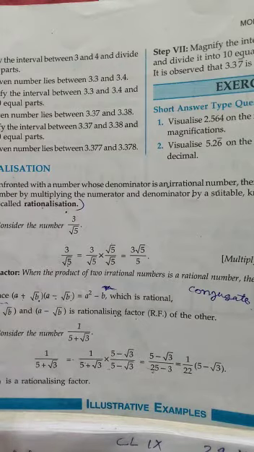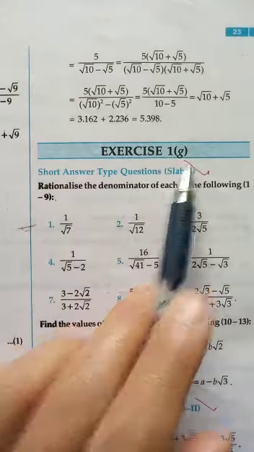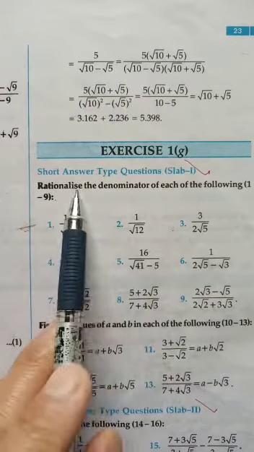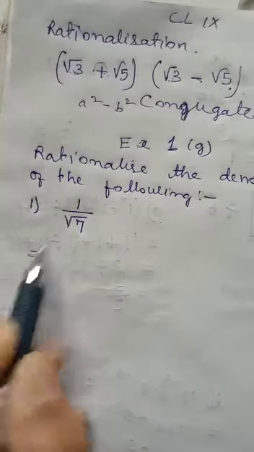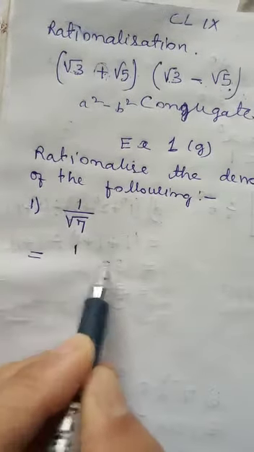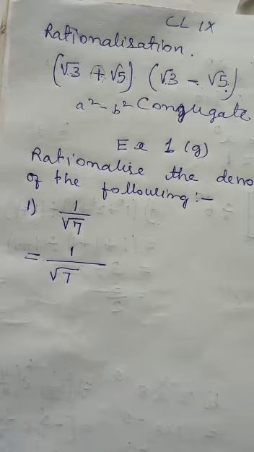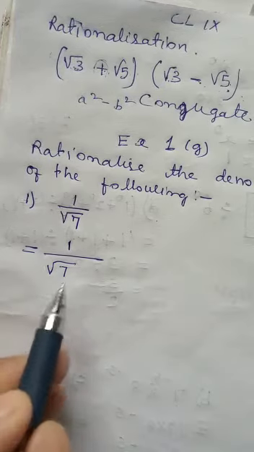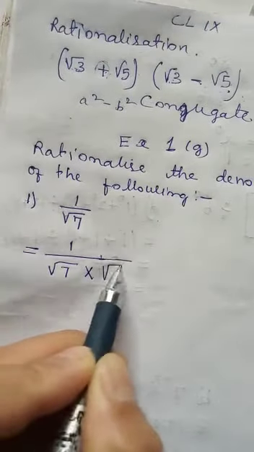Using this process, we will do the next exercise. We will see exercise 1G. Here what to do? Rationalize the denominator. That means we have to remove the square root from the denominator. So let us see. Here we have a single number, and there is a square root. There is already one 7 here. How many more 7 do we need in order to remove it out of the root? We already have 1, and the order is 2, so we need 2. That means we have to multiply by 1 more so that we can remove the square root.